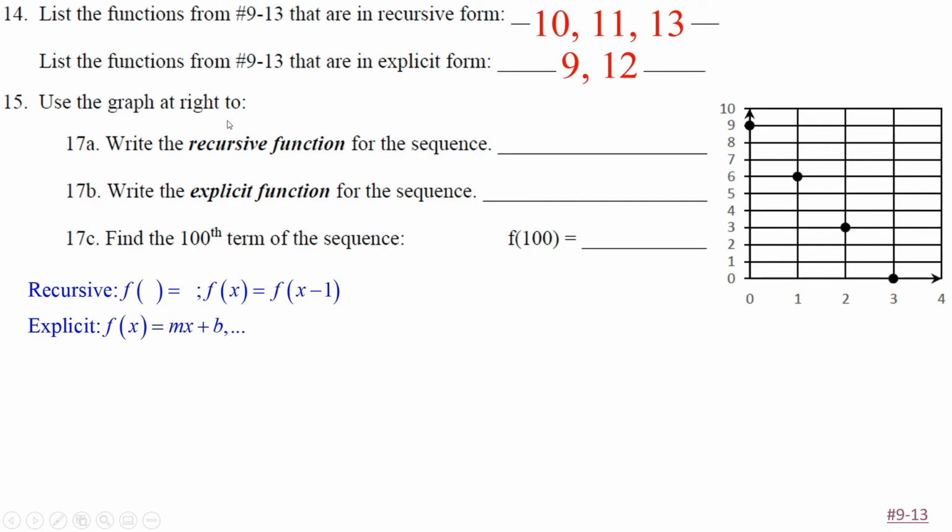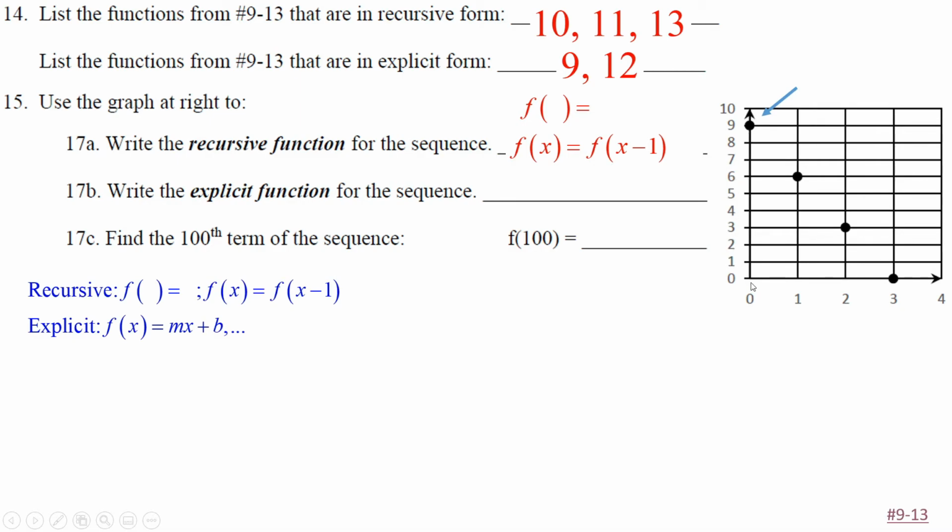Now, let's look at number 15. Use the graph at the right to write the recursive function for the sequence. All right, well, the key is, what are the coordinates of this first point right here? Because again, recursive, you know what I'm looking for. Initial condition, f of blank is blank, and then the recursion equation, f of x equals the previous output, f of x minus 1, and then am I adding, subtracting, or multiplying? Well, let's start with our initial condition, that point right there.